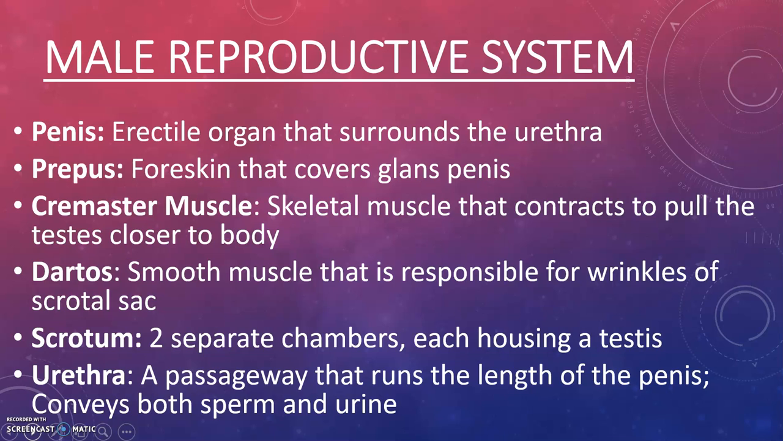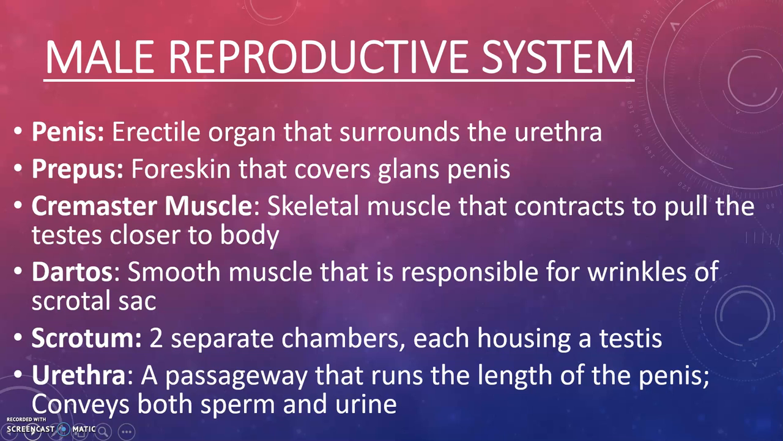The cremaster muscle is skeletal muscle. So if you remember from the muscular system unit, the skeletal muscle is striated and under conscious or voluntary control. When it contracts, it's going to pull the testes closer to the body, and the testes are going to be found in the scrotum. The dartos are smooth muscle, so smooth, no striations, under involuntary control, that is going to be responsible for the wrinkles of the scrotal sac. Now, the scrotum is 2 separate chambers. These each house a testis.